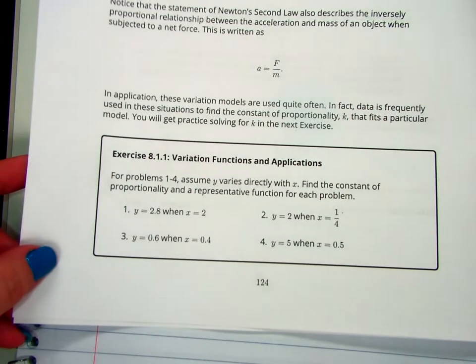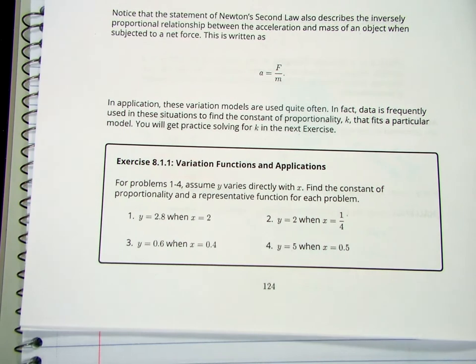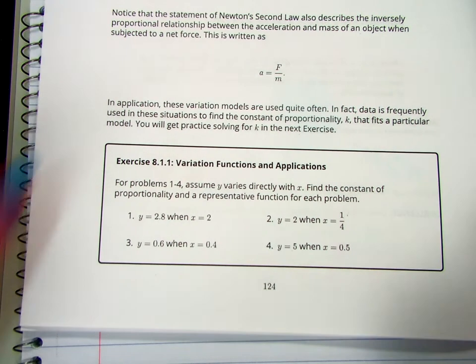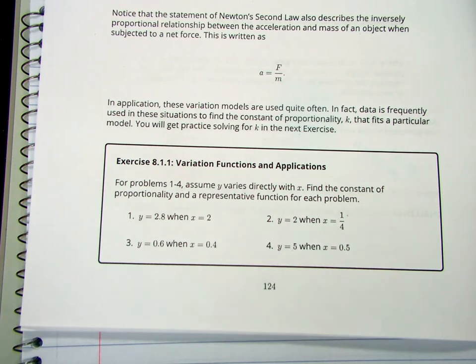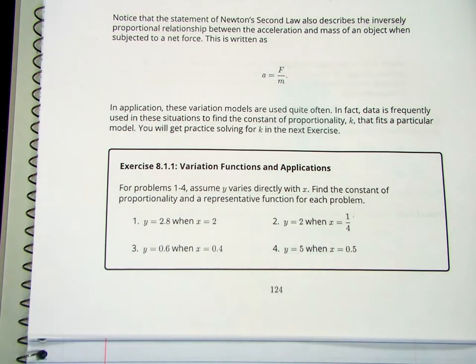Okay, so let's look at this exercise 8.1.1, variation functions and applications. You might be able to fit this work on this paper if you write all over the paper, but of course I like to make it nice and pretty, so I'm going to do it on my own paper. It says for problems 1 through 4, assume y varies directly with x, find the constant of proportionality, and a representative function for each problem.